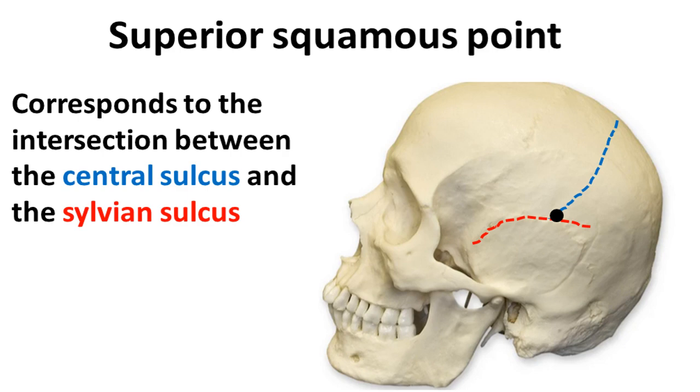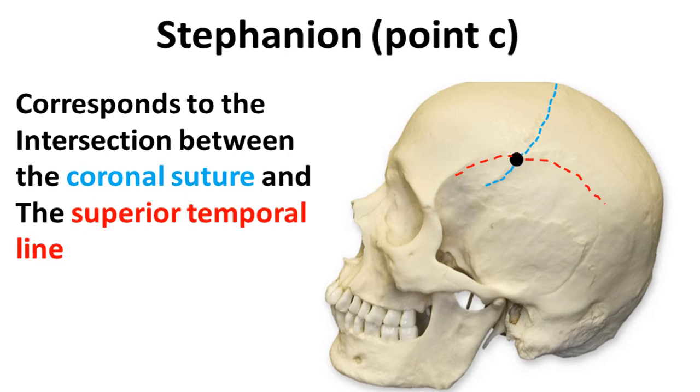Now let's take a look at point C. It is the Stephanion. It is the site of intersection between the coronal suture and the superior temporal line. We should notice that the superior temporal line on the skull surface is parallel to the inferior frontal sulcus on the brain surface. So the Stephanion is at the level of the inferior frontal sulcus. We can use the Stephanion in the rough localization of the motor speech area, as you will see later.